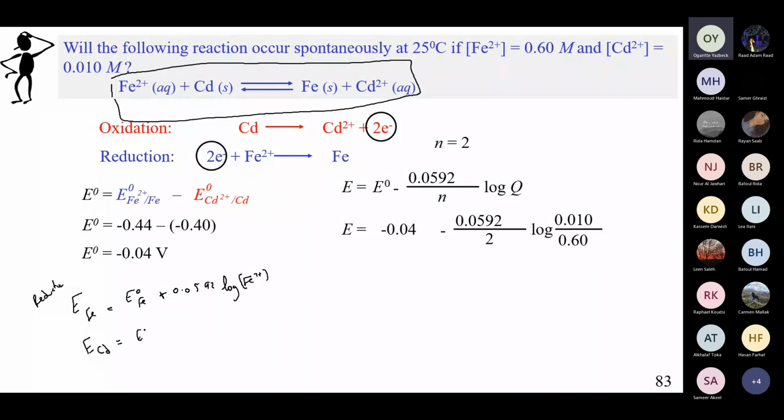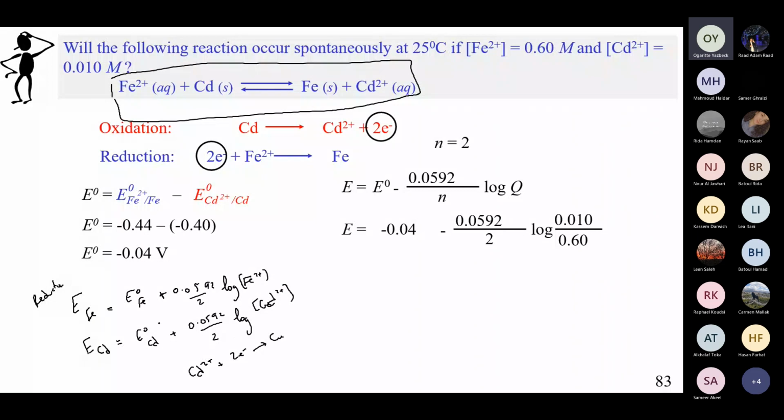The cadmium, it's E naught of cadmium couple, 0.0592, sorry, divided by 2 electrons, and there are 2 electrons transferred. Cadmium also divided by 2 electrons, log. I have to be careful: this as written is written in the oxidation way. When I put it in this equation, it must be in the reduction form. So again plus the concentration of cadmium.